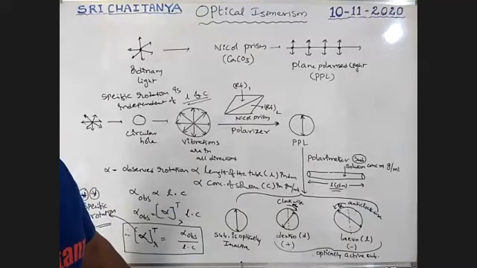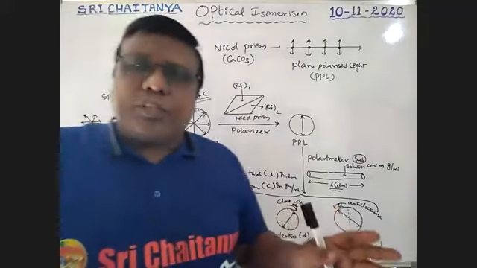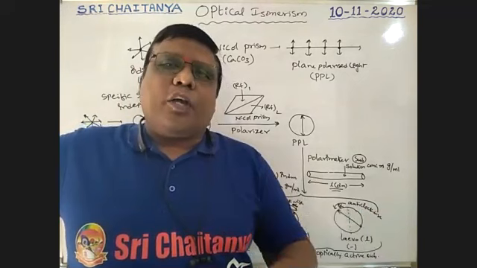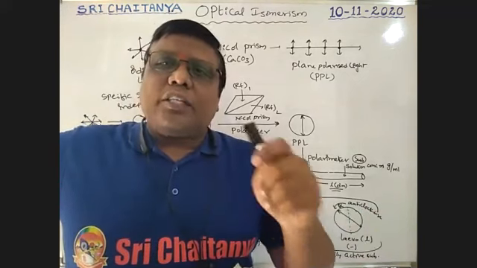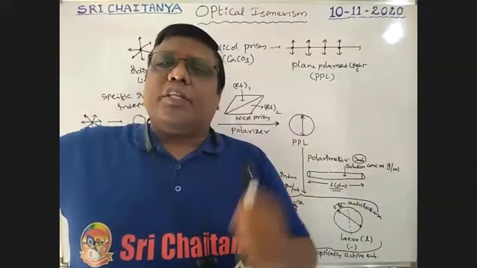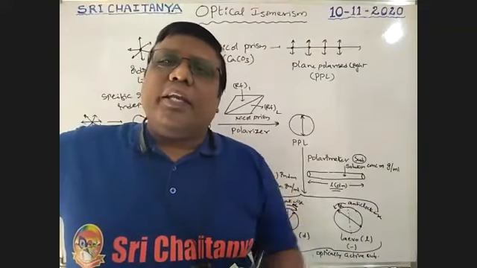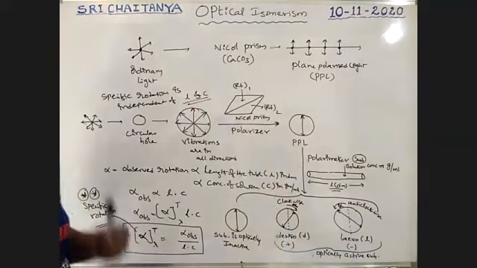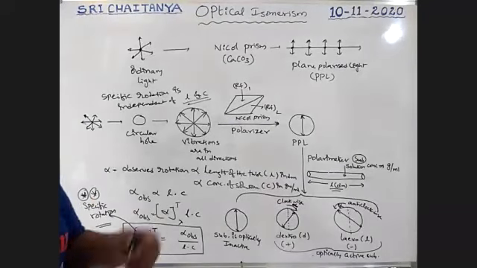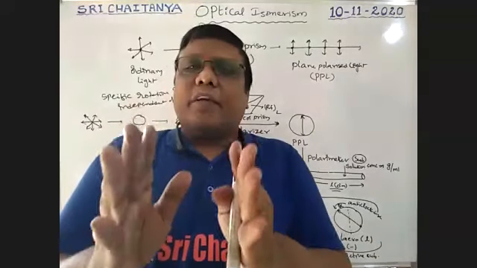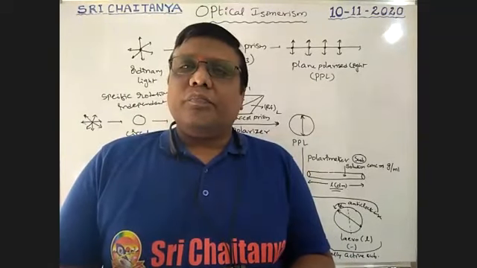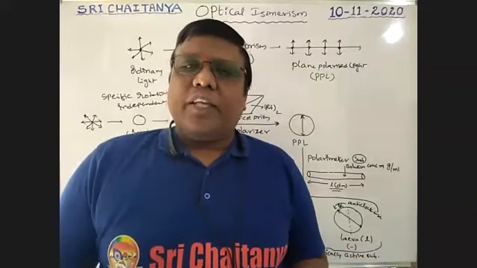Optical activity means the tendency of a substance to rotate plane polarized light either in clockwise direction or in anti-clockwise direction. Such substances are called optically active substances. If not, that is an optically inactive substance. I'm not explaining now, I'm just giving information. I will explain with different examples later.